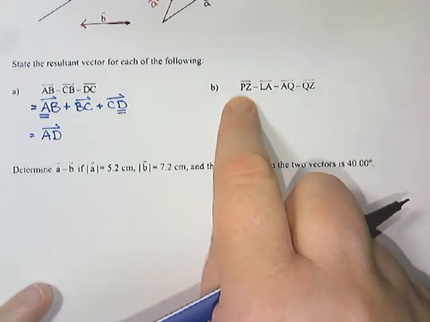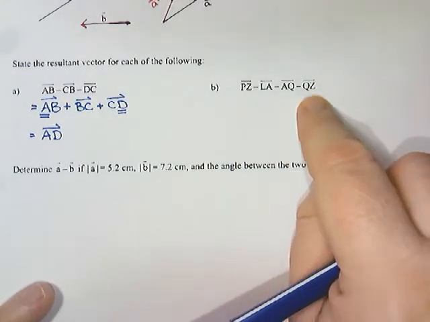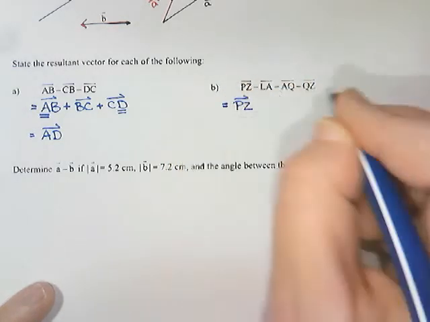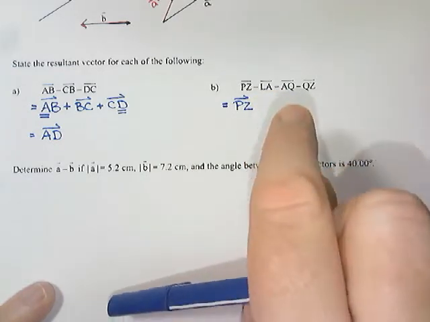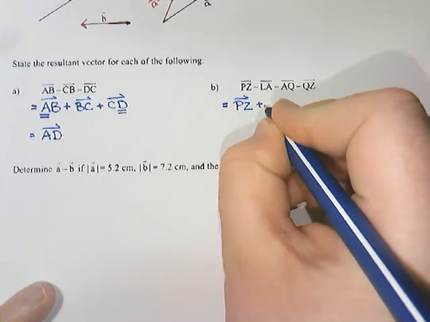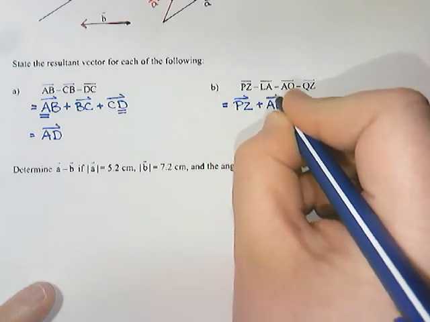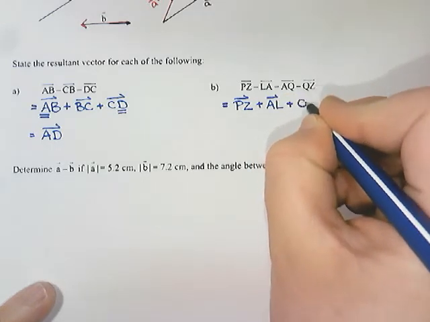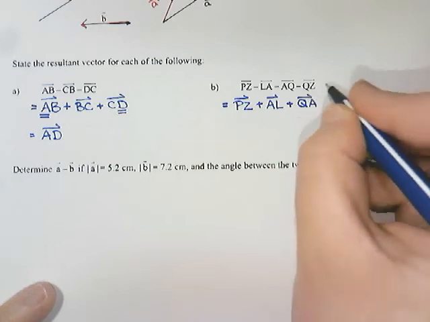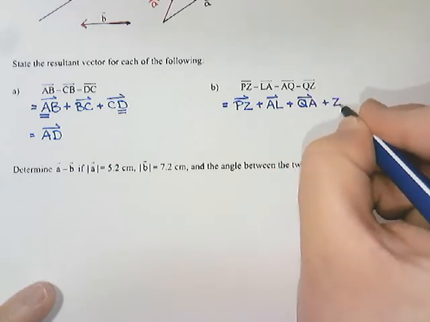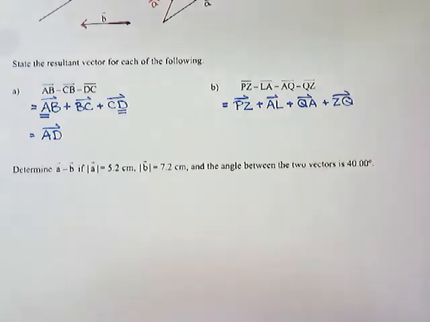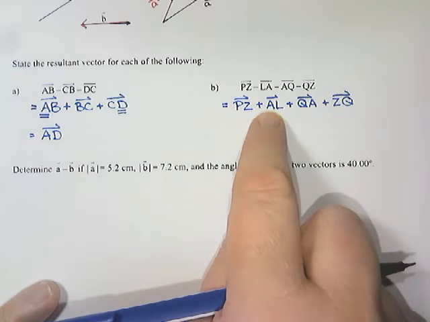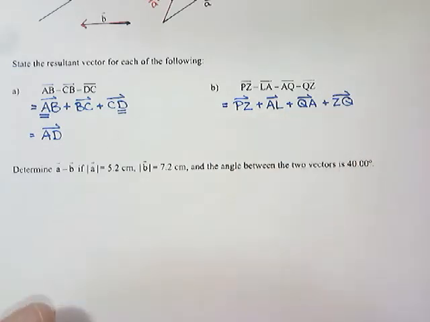Let's try this one. I have PZ, take away LA, take away AQ, take away QZ. The PZ is fine, it's positive, but I am taking away LA, which means we are going to flip it over, and it's going to become plus AL. That minus AQ, we are going to flip that over, and that's going to become QA. And the QZ we are going to flip over, and it becomes ZQ. Now these ones do not line up. We go from Z, and then the next one starts with an A. This one has an L. The next one starts at a Q.